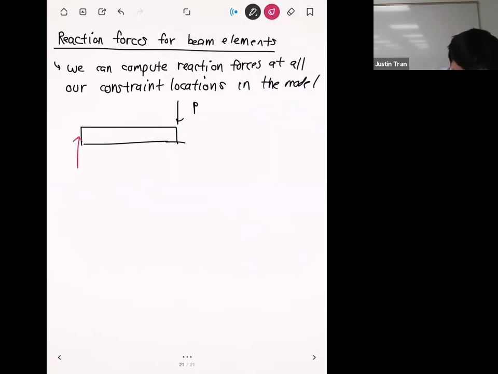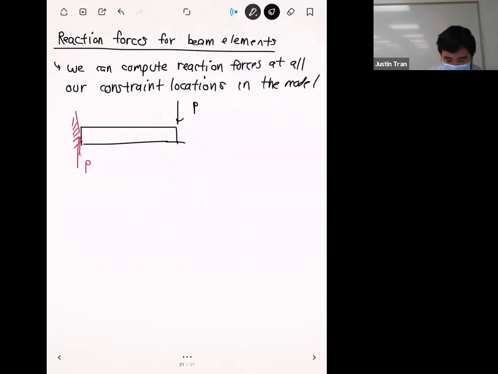Okay. And so if this beam is fixed to this wall right here, then this wall is going to exert a reaction force just to make sure that this beam stays in static equilibrium. And so that's kind of the reasoning behind why we have reaction forces.